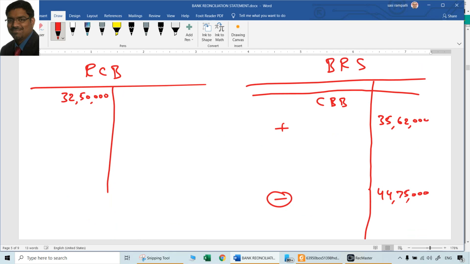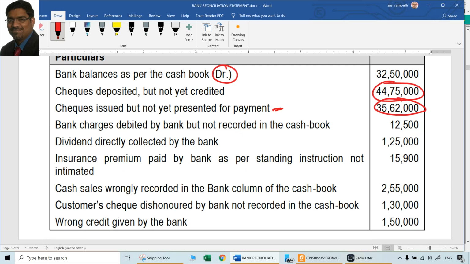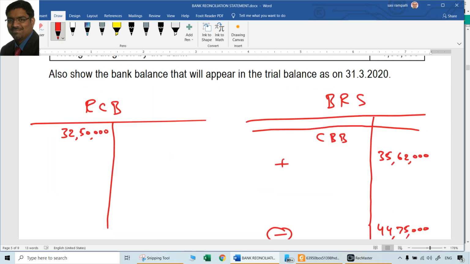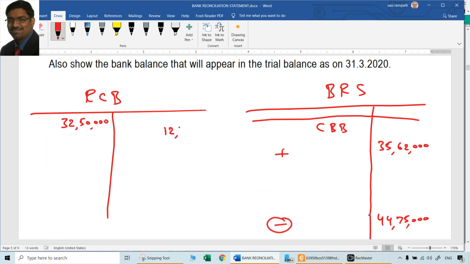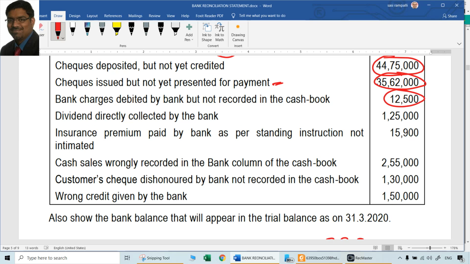Next, bank charges debited by the bank but not recorded in the cash book. Now we can record them because we are anyway preparing the revised cash book. Bank charges means it is a withdrawal. So definitely they have to be credited, 12,500.